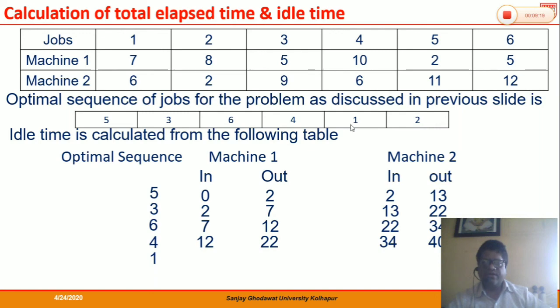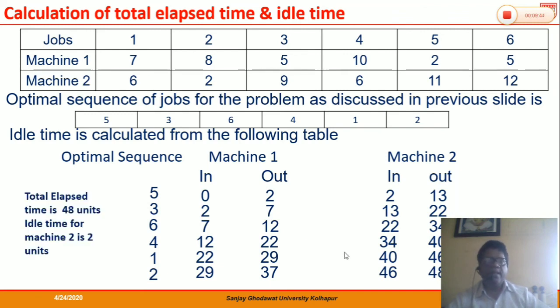Then as per the sequence, we have to place job number 1. Job number 1 requires 7 units on machine 1. So it will be finished after 29, and it will take 6 units. So it will be ready after 46 units. Finally, the last job to be kept in sequence is job number 2, which requires 8 units on machine 1. So it will finish by 37. It requires 2 units on machine 2. So it will finish by 48.